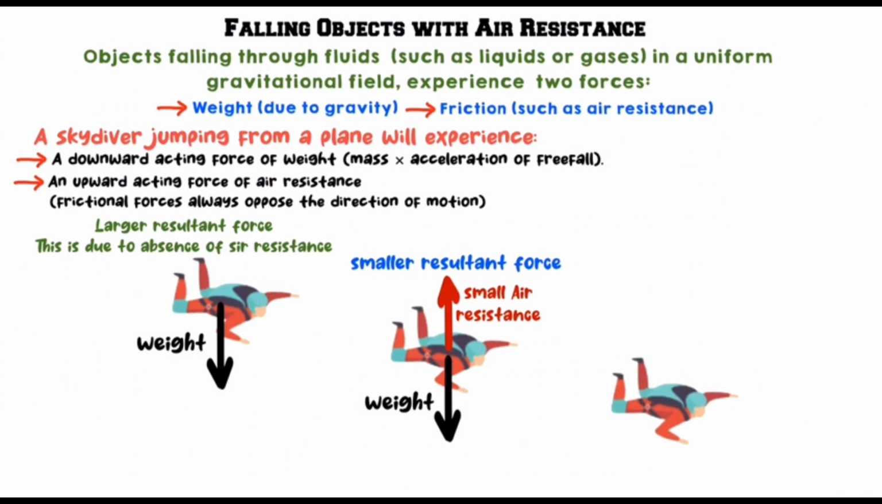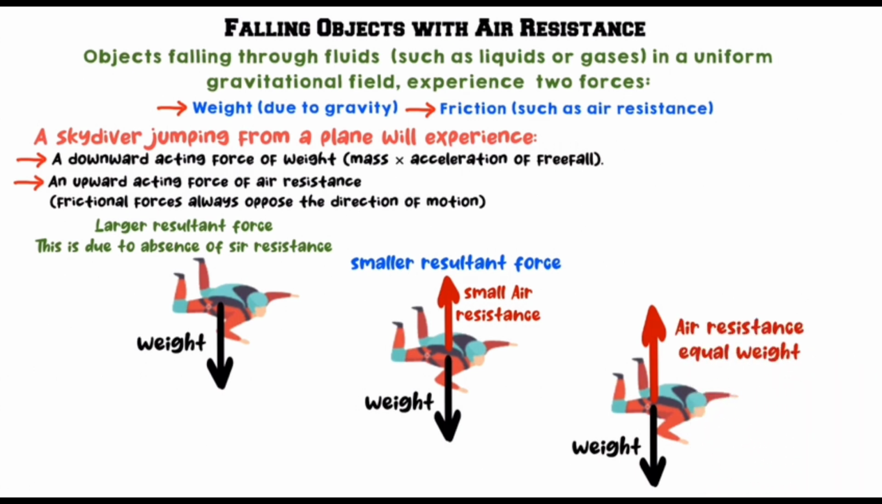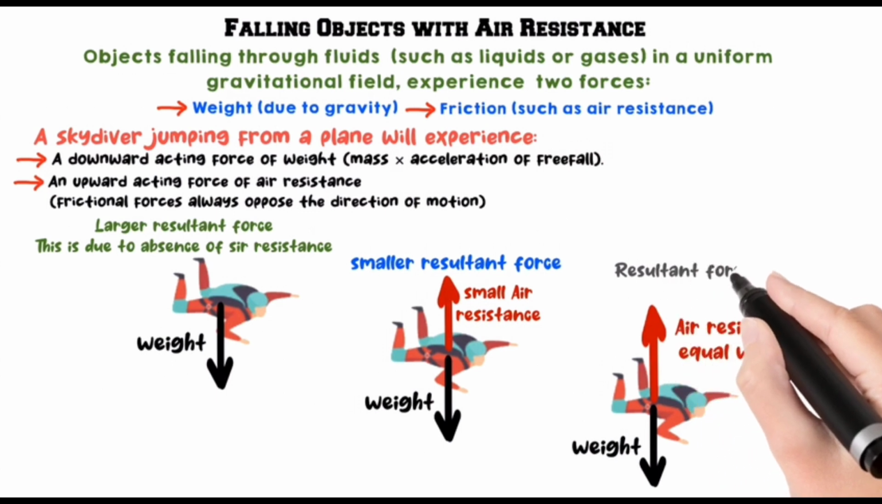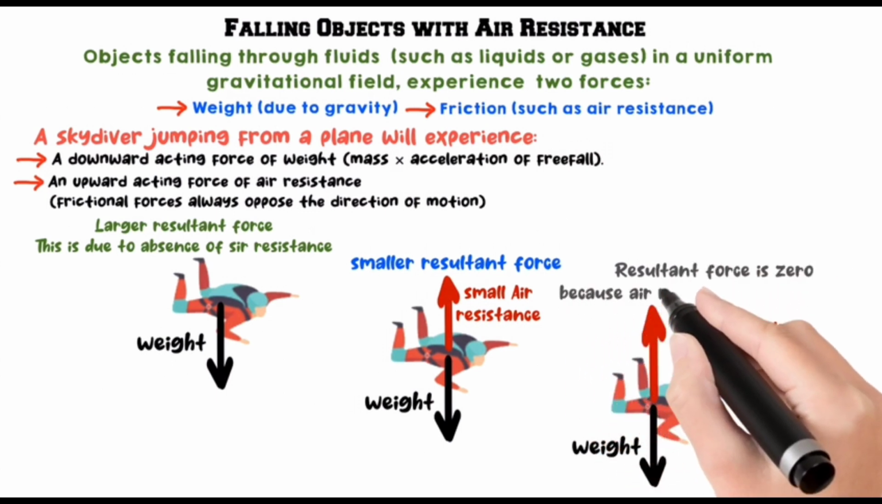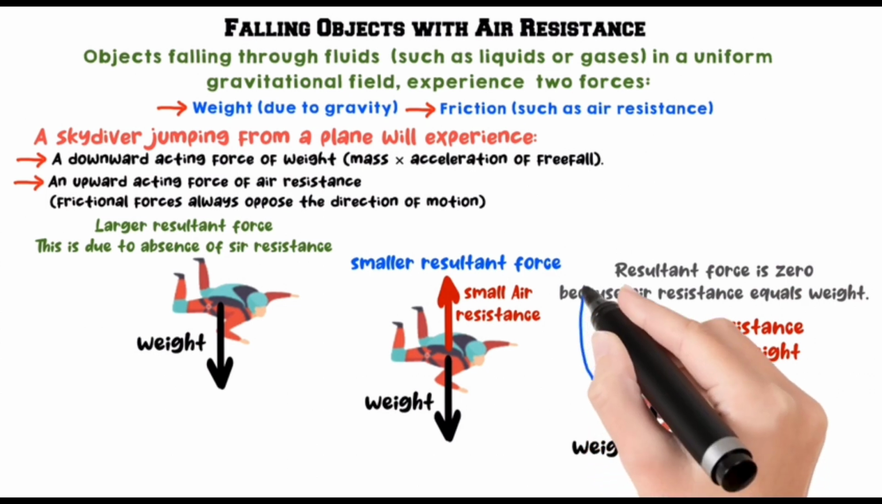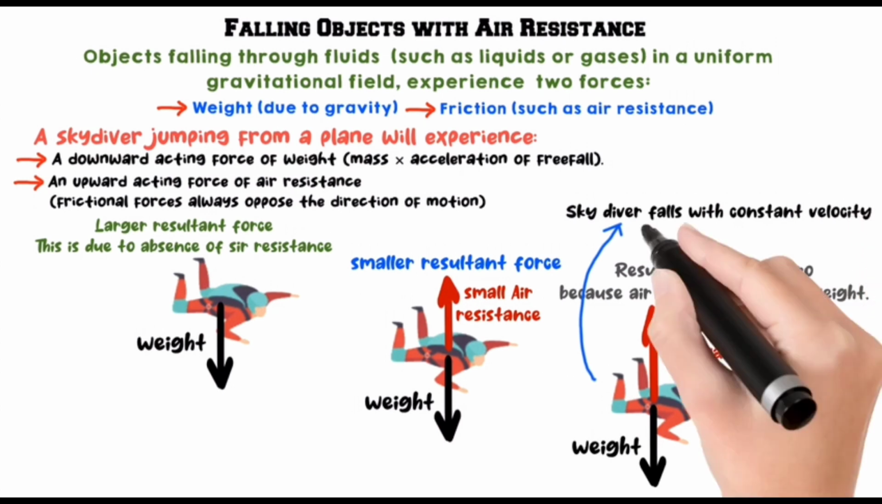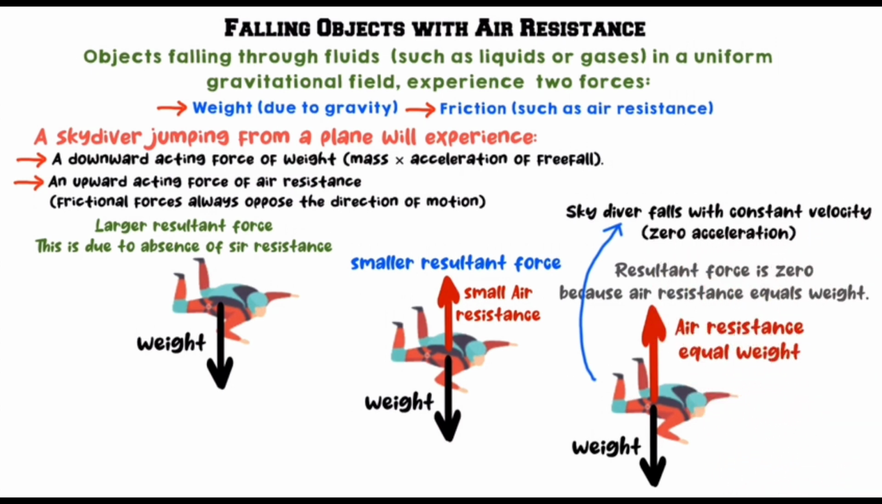In the third figure, as the diver comes down, air resistance increases and becomes equal to weight. At this point, the resultant force is zero, because air resistance equals weight. So the skydiver falls with constant velocity, or zero acceleration. This is called terminal velocity.